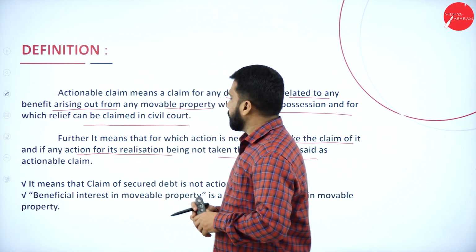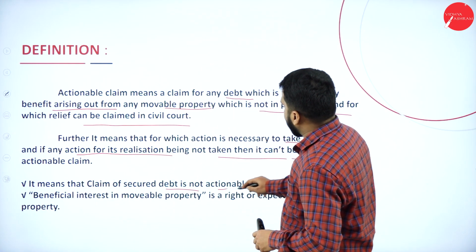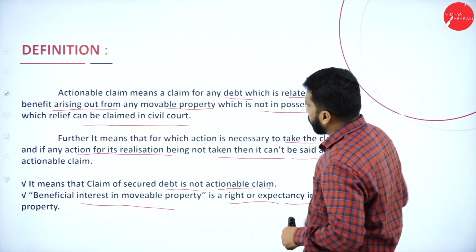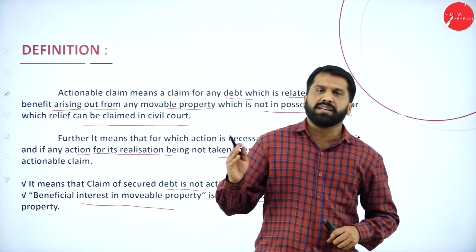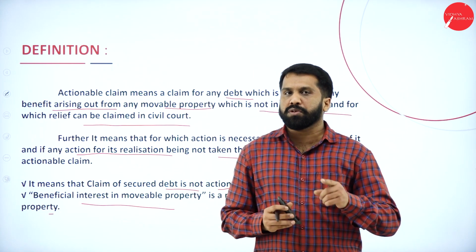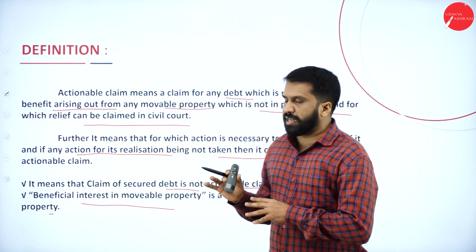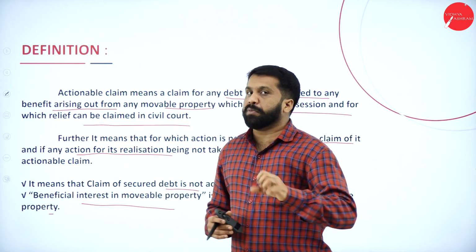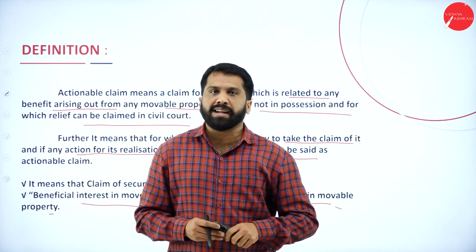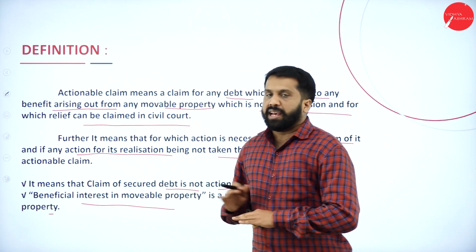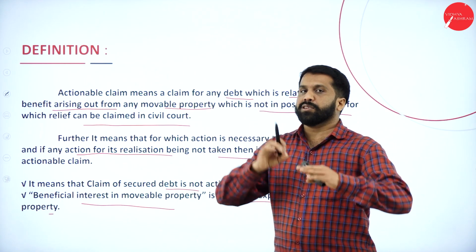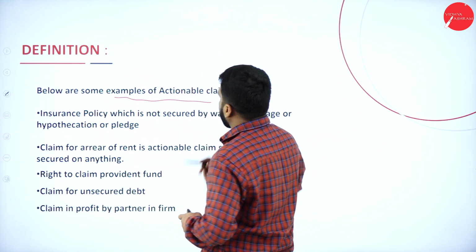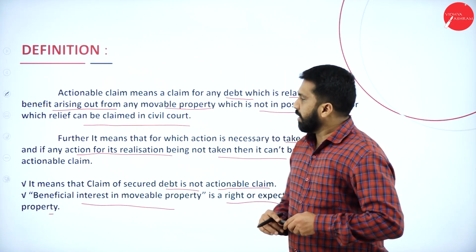Done. Over. Then, a claim of secured debt is not an actionable claim. Beneficial interest in movable property, or right or expectancy in movable property, are not called actionable claims. These are not considered actionable claims. Hope you understood. No need to mug up everything. As I told you, major 2 points and sub 3 points are enough. Along with that, the examples for actionable claims, which are very easy, you can remember too. For 5 marks, everything I have given is not required. I'll tell you what you are supposed to remember. See, for 5 marks, I'll show you what to write.